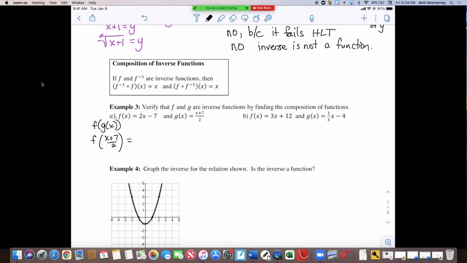So f of (x plus 7) over 2 means I go to f, and I'm replacing my x with this new input. And again, if you're looking at this like, what on earth are you doing? Then you have somehow either forgotten composition or we need a deeper refreshing. So now the 2's cancel, and I get x plus 7 minus 7, which is x.